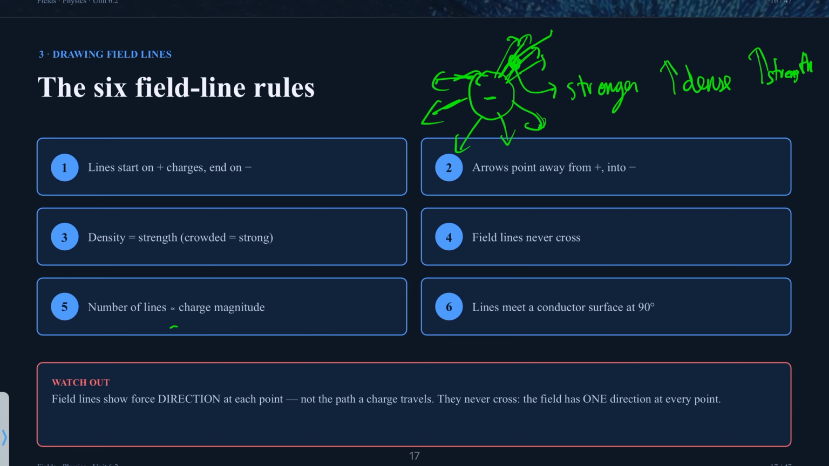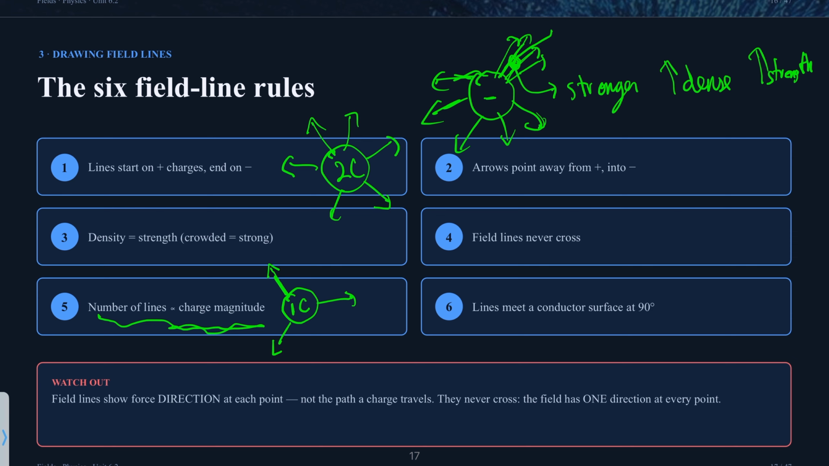The number of lines is proportional to the charge magnitude. So it's up to me to decide, okay? But if I said a 1 coulomb charge has 3 field lines, then a 2 coulomb charge would have 6. The more lines there are, the stronger your magnitude of charge. So it's proportional in a way.